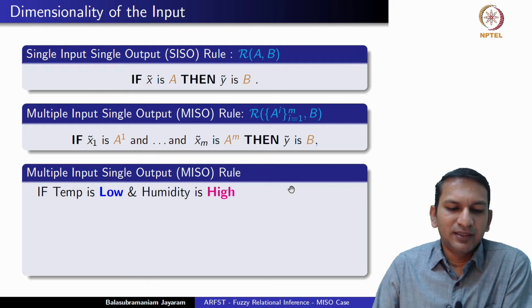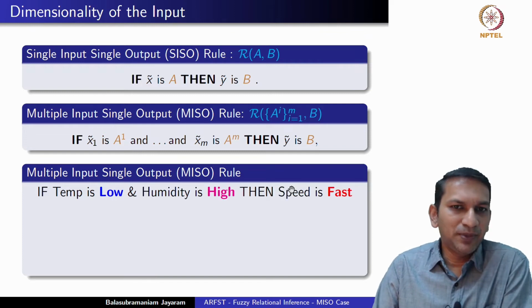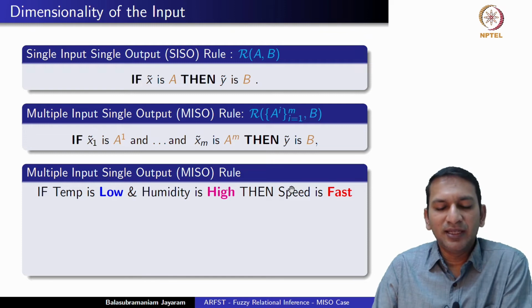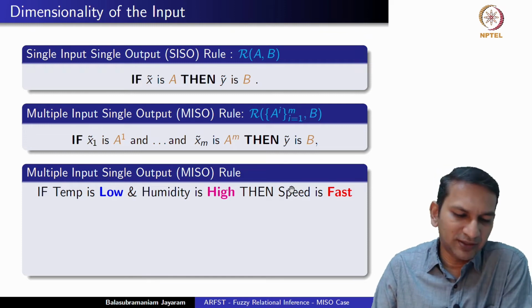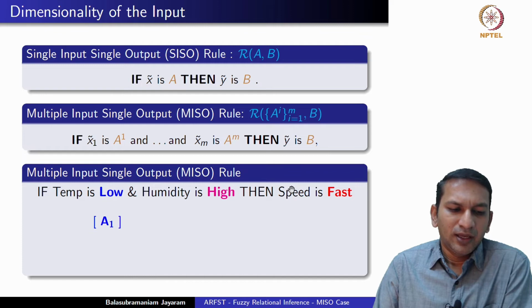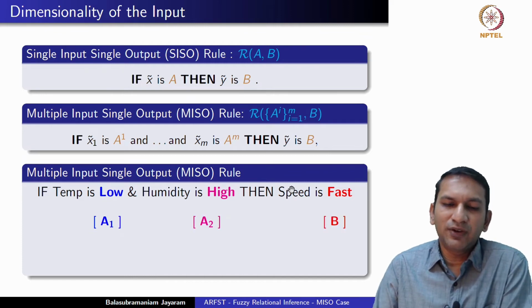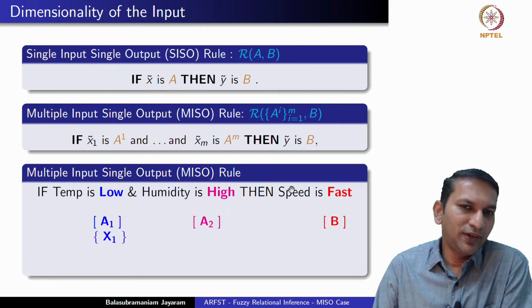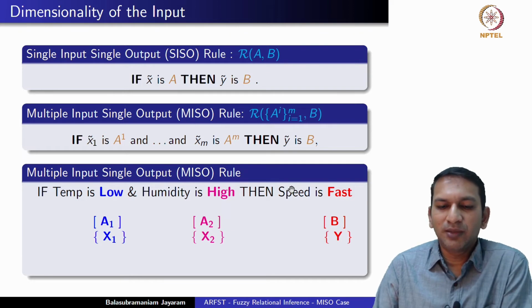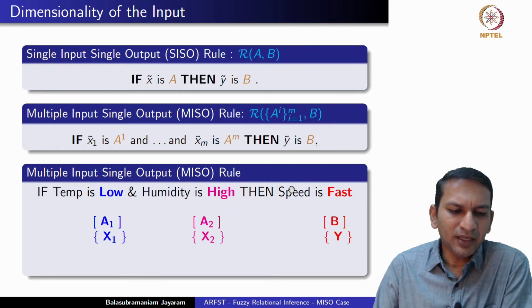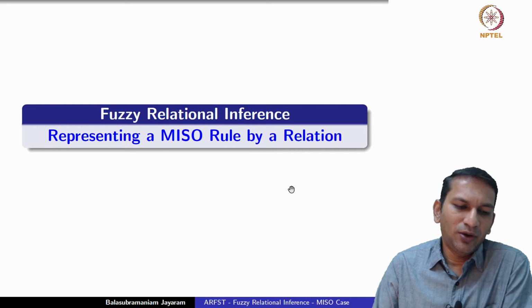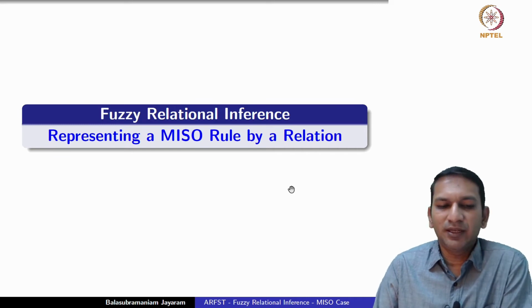We have seen an example of the rule. If temperature is low and humidity is high, then fan speed is fast. Low is the linguistic value a1, high is a2, and fast is b. Note that a1 is defined over x1, it's a fuzzy set from x1, a2 is a fuzzy set from x2, and b is a fuzzy set from y. Now the question is, how do we capture this rule into a relation? Let's look at that. How do we represent a MISO rule by a relation?